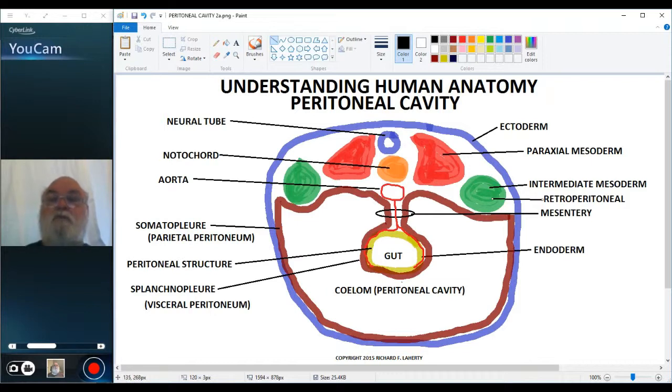So structures with a mesentery are peritoneal structures. Structures that do not have a mesentery and are fixed to the body wall are retroperitoneal structures. In the next video, we'll talk about how peritoneal structures can come to be retroperitoneal in the adult.